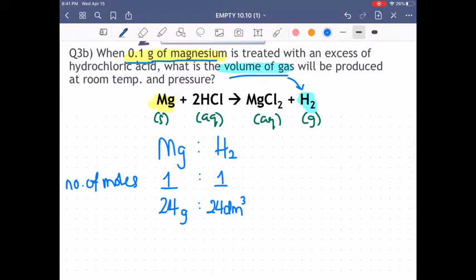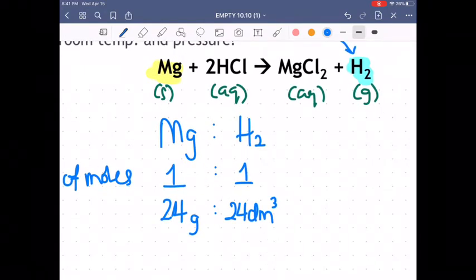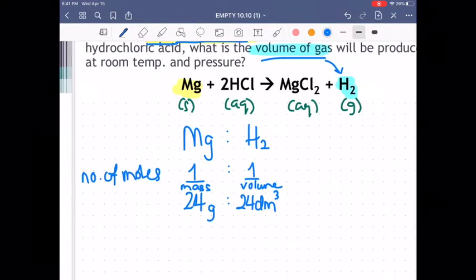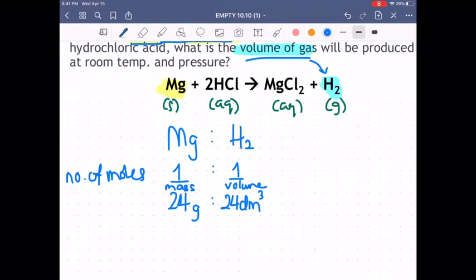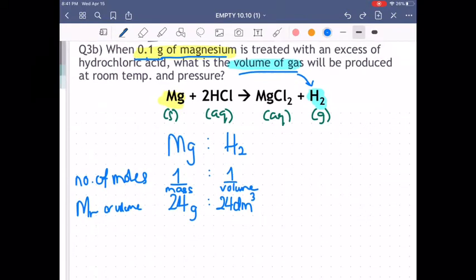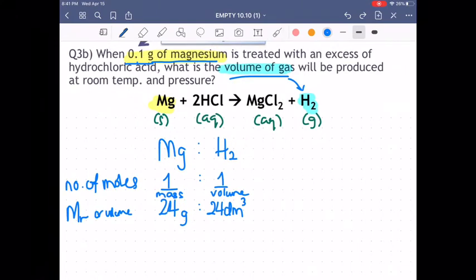So let me write here. Here, for the magnesium, you're supposed to get the mass. Here is the volume, because you are required to get the volume of hydrogen. So this one should be the Mr, or even the volume. Next, you need to put down the given value. The given value for this case is 0.1 gram of magnesium. So you put here 0.1 gram under magnesium.